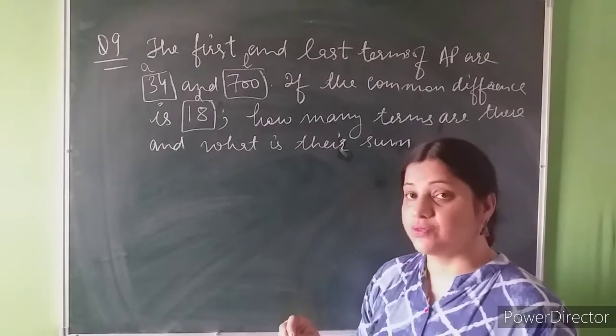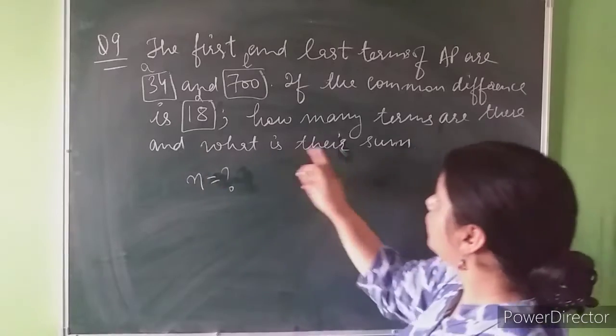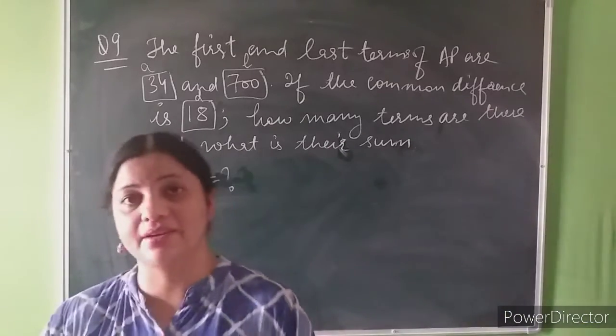How many terms are there means what? We need to find what? We need to find N from there. How many terms are there? And what is their sum? How many terms are there and what is their sum?